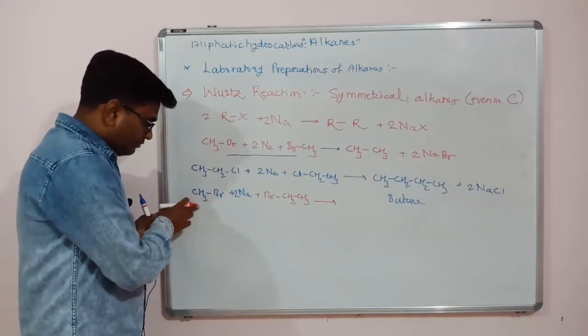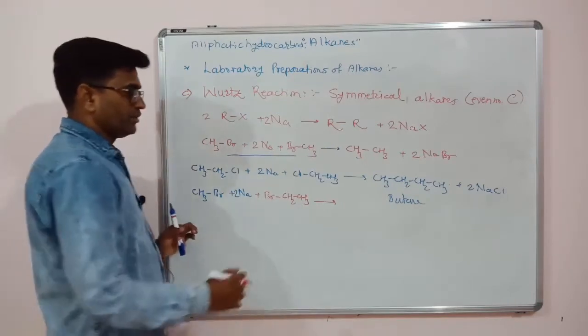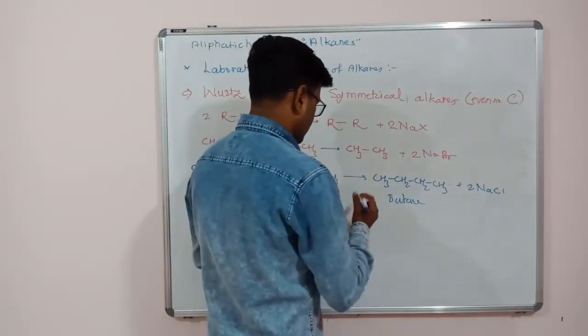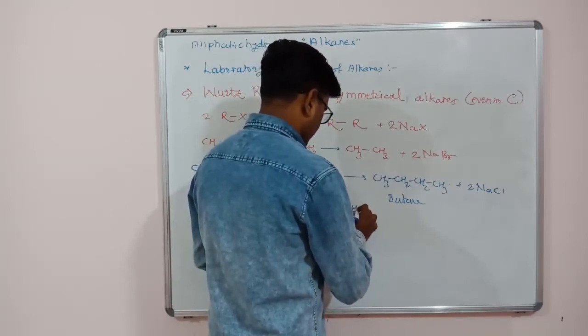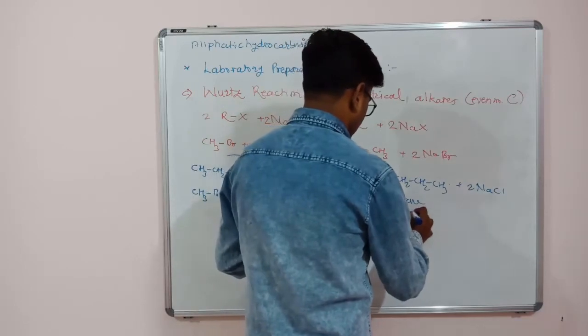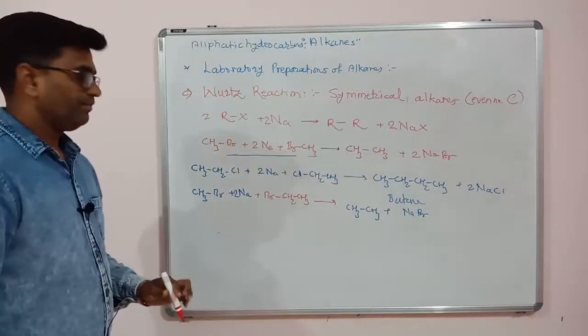It may be possible that this methyl bromide combines with each other with this sodium. So the product will be a 2 carbon alkane. So 2 carbon alkane means CH3-CH3 plus NaBr. So this product is also possible.